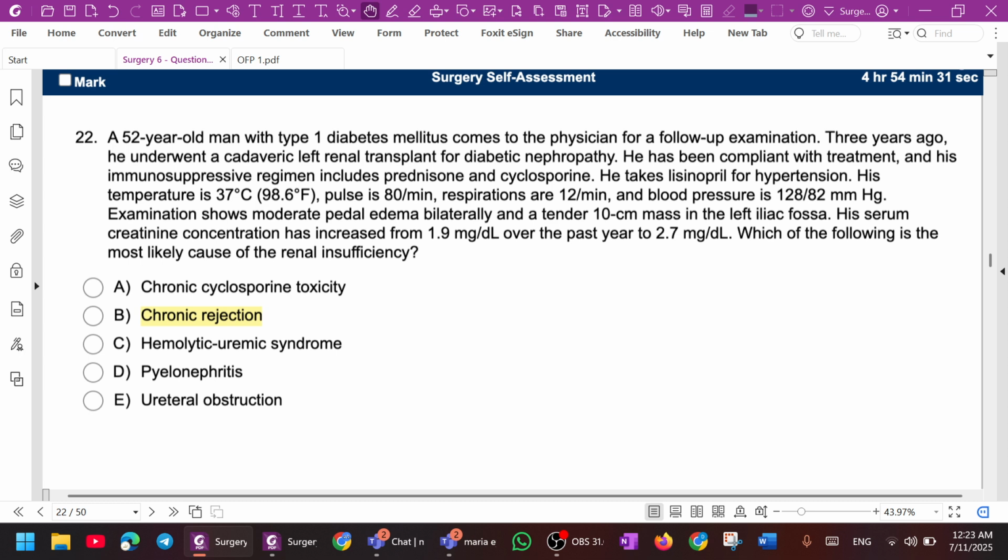Okay, I don't see the clue here, but okay. Then you copy the question and see it in the.